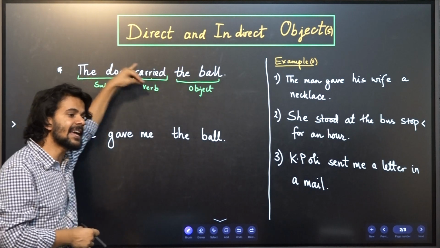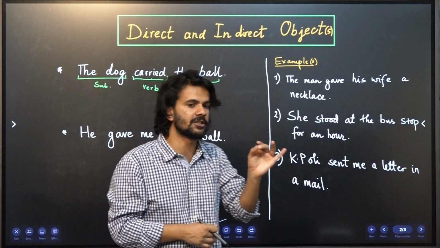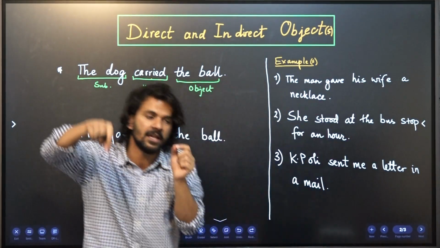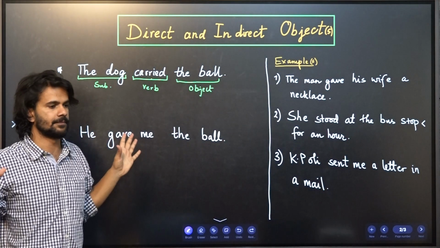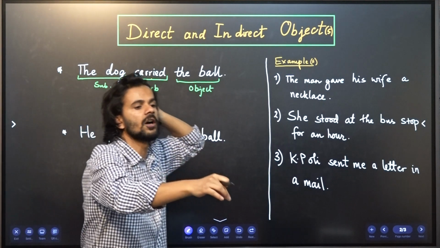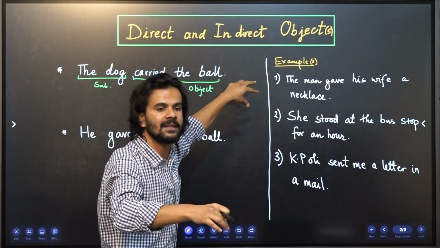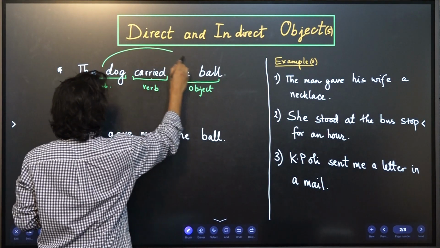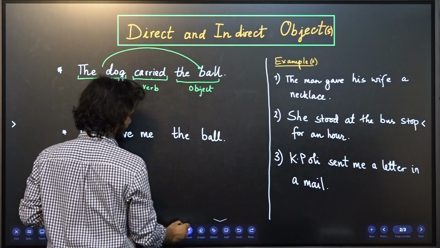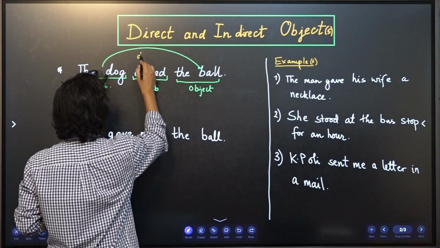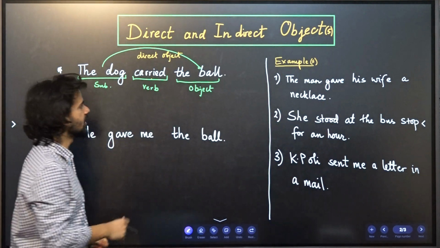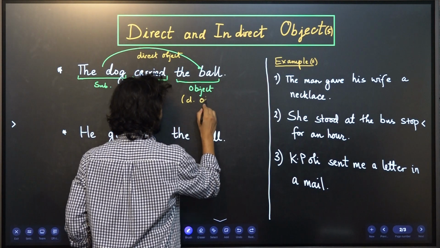The subject is acting on the ball, so it is called a direct object. The one on which the subject is directly acting is called the direct object. What is a direct object? The subject directly performs the work on it. On whom is the carrying done? On the verb's receiver, the ball. Therefore the ball is a direct object.